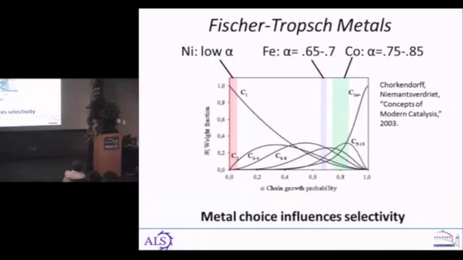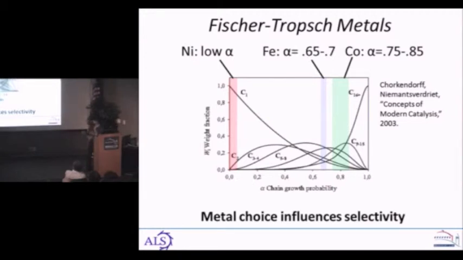So now I'll talk about the Fischer-Tropsch metals. One of the biggest considerations is picking which material system to work with. There's pros and cons to different Fischer-Tropsch metals. Iron is typically the most used in industry because it's the cheapest. But we can see that cobalt has a slightly higher chain growth probability, so it might help favor higher molecular weight products, which could be useful.